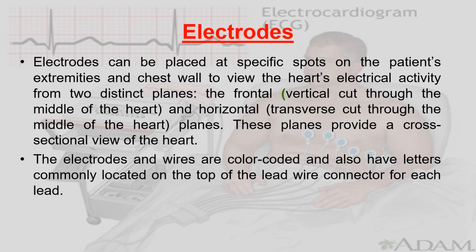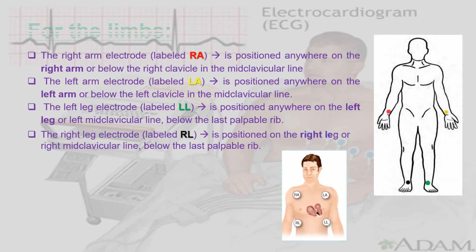Okay, so electrodes are present in different spots on the patient's extremities and chest wall to view the electrical activity of the heart. We have 4 electrodes, as I said, which we call frontal electrodes, and we have 6 transverse or horizontal electrodes for the chest. They are usually color coded, and there are letters on them in order to know where to put these electrodes. The positions are very important.